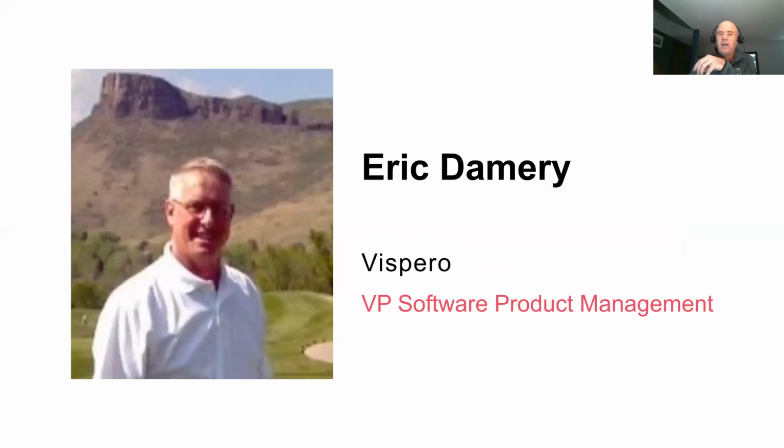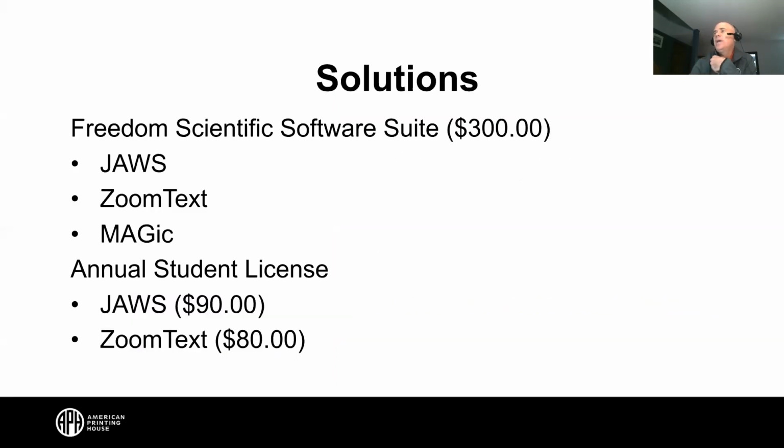As we transition from talking about using Teams with screen readers like JAWS, we want to transition into how APH can be a source for software solutions from Vispero, and differentiate between some of what those solutions are. So I've put a slide up on the screen. The various solutions include the Freedom Scientific Software Suite, which includes JAWS, ZoomText, as well as Magic, and then an annual student license. This will be an opportunity for Vispero to describe these solutions, as well as your opportunity to drop questions for Eric and Mike in the chat about acquiring these solutions through APH or otherwise. Gentlemen, thanks for joining us. You want to take it away?